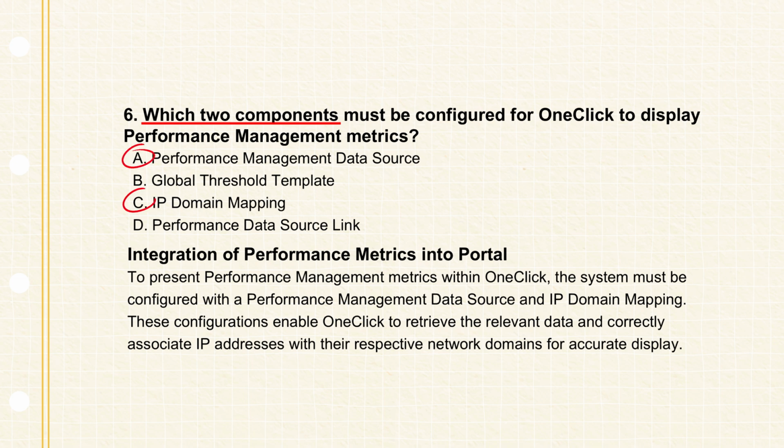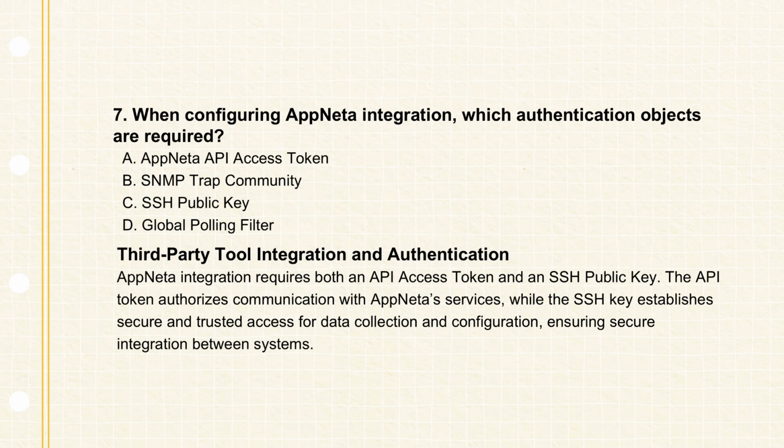Got it. Sticking with integration, but this time with a third-party tool. Let's say you're integrating DX NetOps with AppNeta. What two specific authentication objects are needed to set that up? Okay, AppNeta integration. For authentication, you typically need two key things: an AppNeta API access token, and an SSH public key. SSH key. Okay, why both? Well, the API access token is used to authenticate the programmatic calls between DX NetOps and AppNeta's API. It's like a password for the software to talk to each other securely.